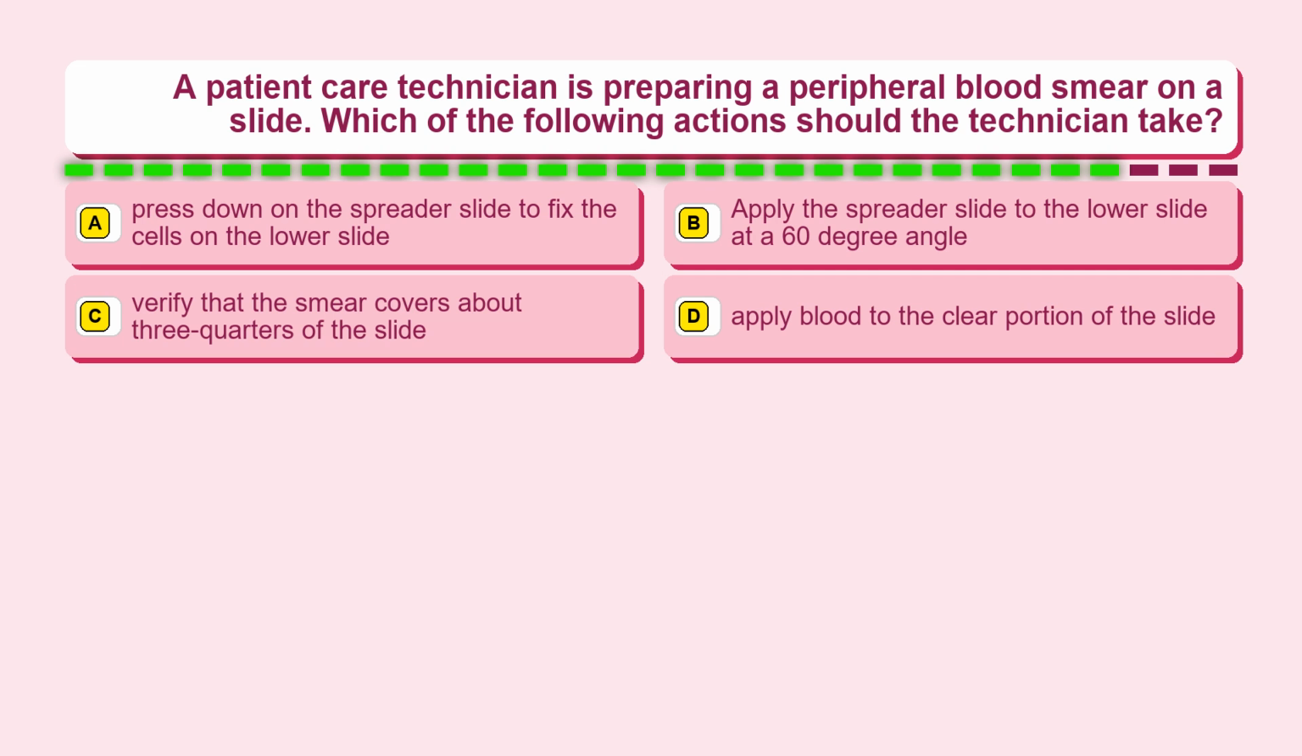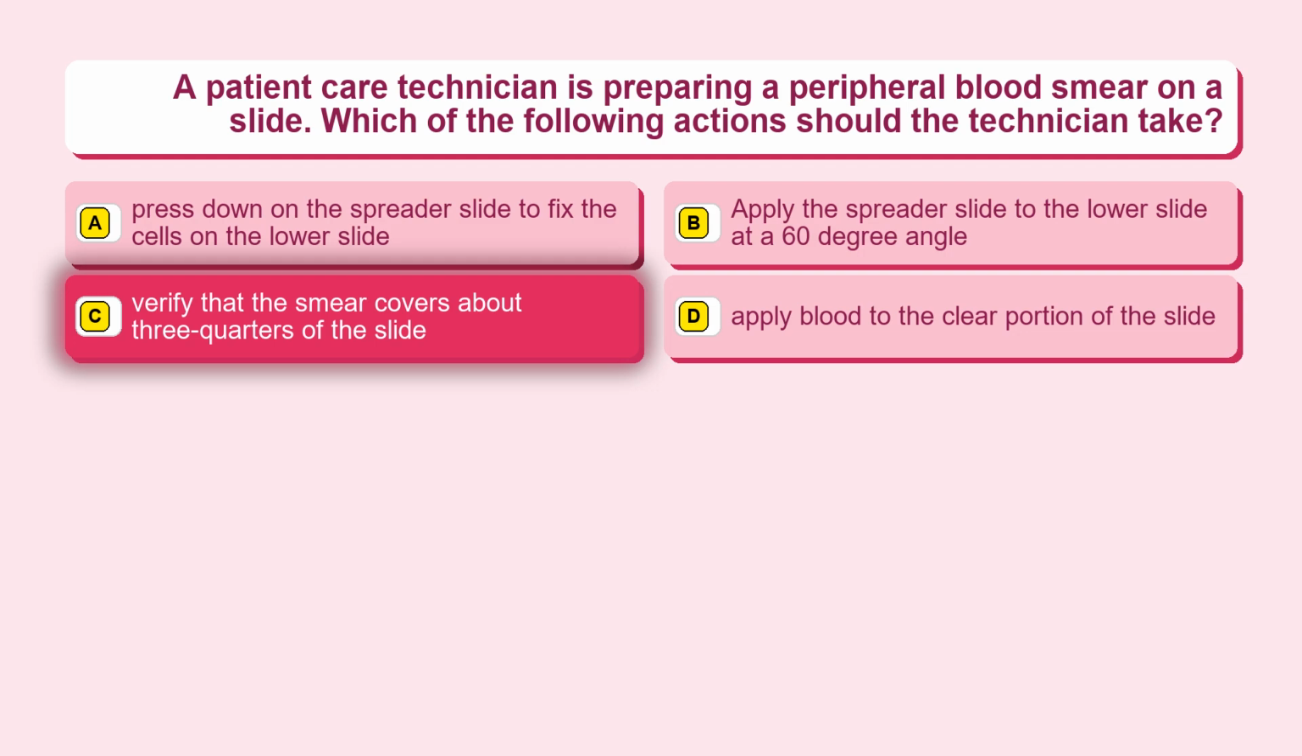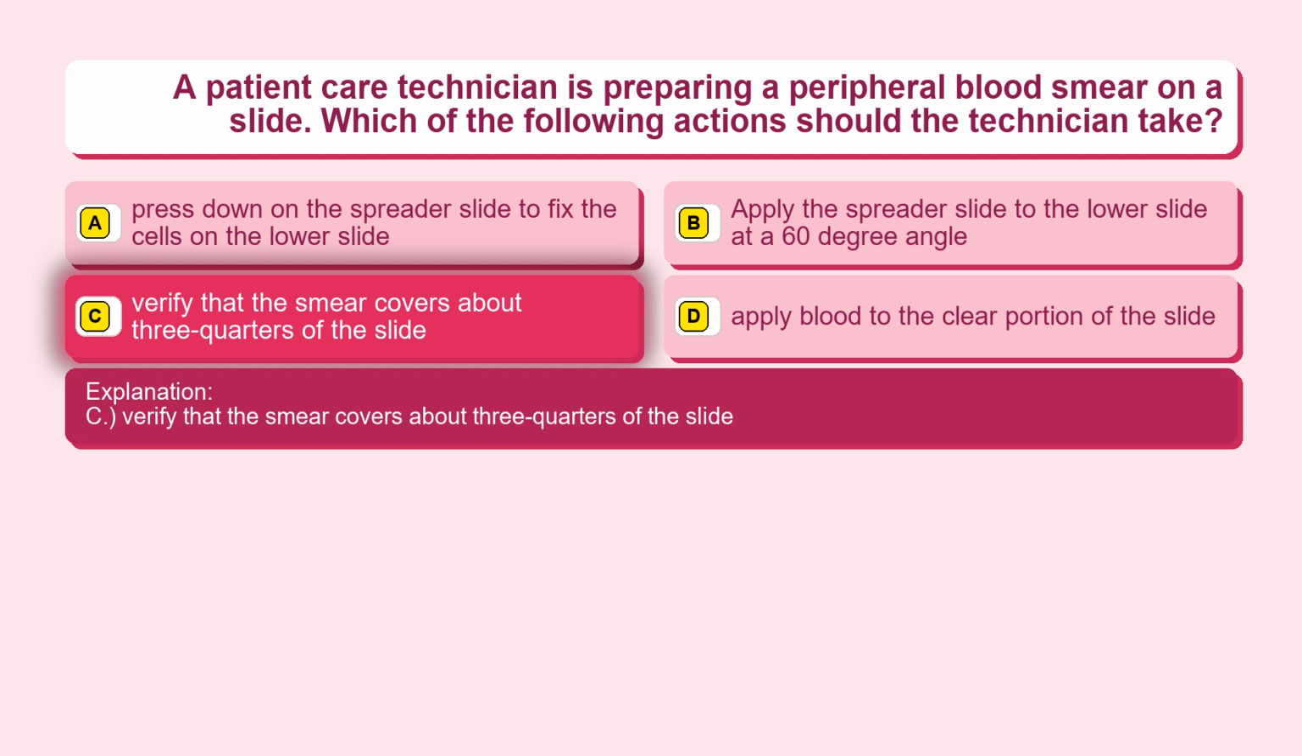Question 6. A patient care technician is preparing a peripheral blood smear on a slide. Which of the following actions should the technician take? Option A. Press down on the spreader slide to fix the cells on the lower slide. Option B. Apply the spreader slide to the lower slide at a 60-degree angle. Option C. Verify that the smear covers about 3/4 of the slide. Option D. Apply blood to the clear portion of the slide. The correct answer is option C. Verify that the smear covers about 3/4 of the slide.